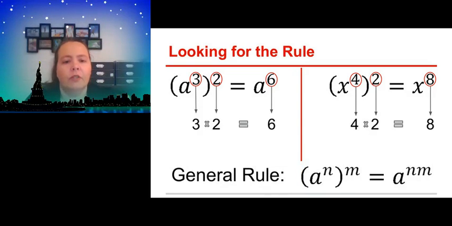That leads us to a general rule that a to the n raised to the m power is equal to a to the n times m. That means that when we are raising an exponential expression to a power, then we're going to multiply those exponents in order to find our answer.